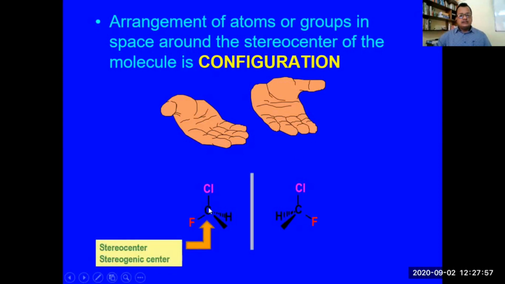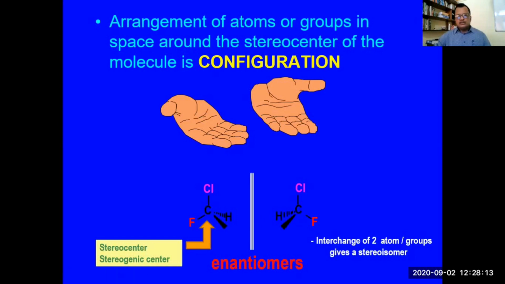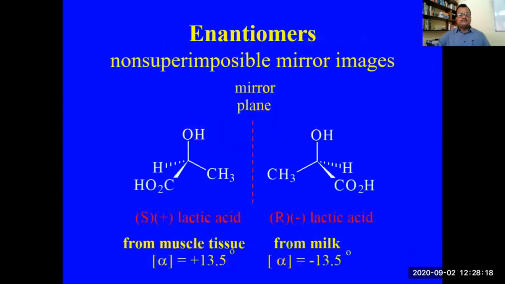So this is the stereogenic center, and these two represent a pair of enantiomers. When you interchange two atoms or groups, here fluorine and this methyl group, you give rise to another stereoisomer, and different stereoisomers have different configuration around the stereocenter. Already I told you that enantiomers have non-superimposable mirror images. Enantiomers are stereoisomers which are mirror images. So this is plus lactic acid and this is minus lactic acid.